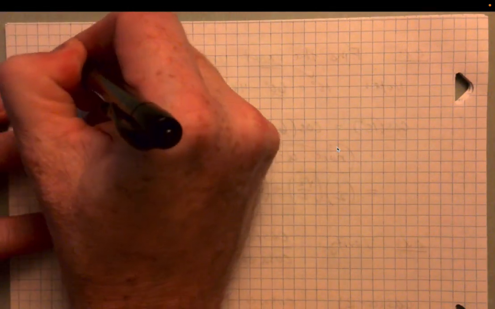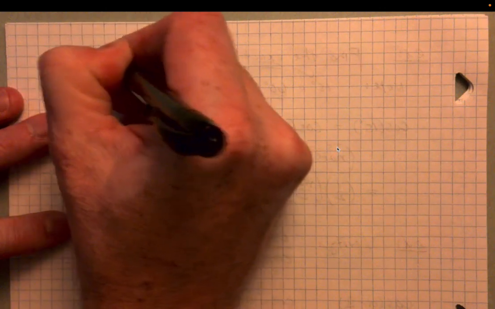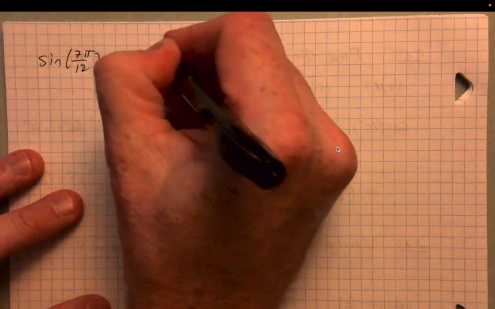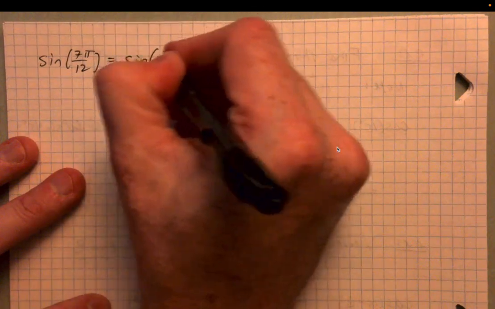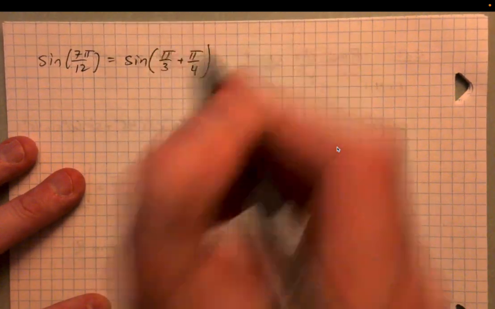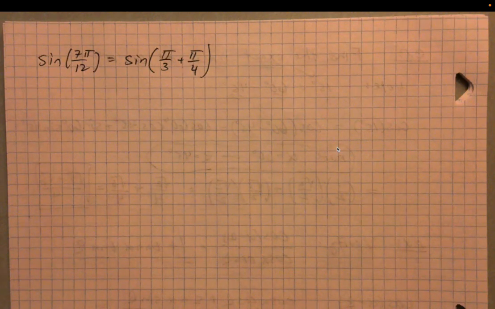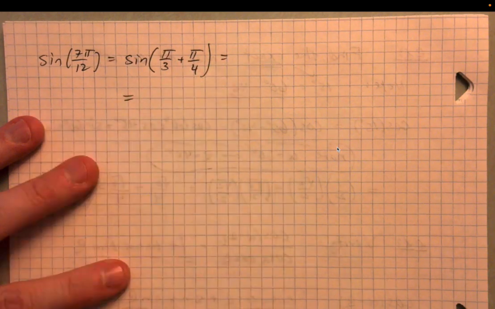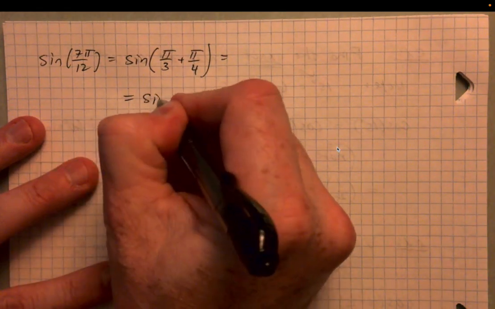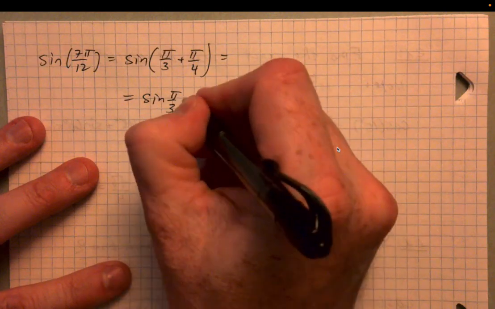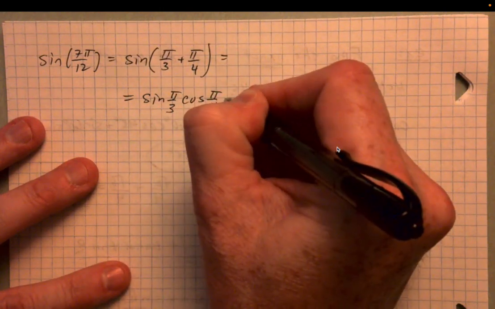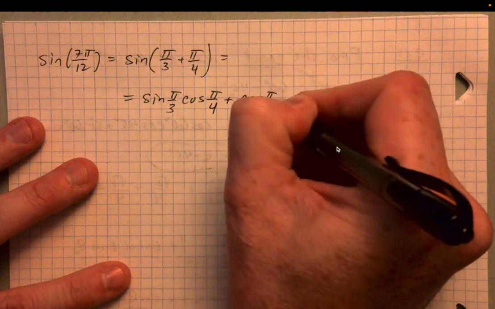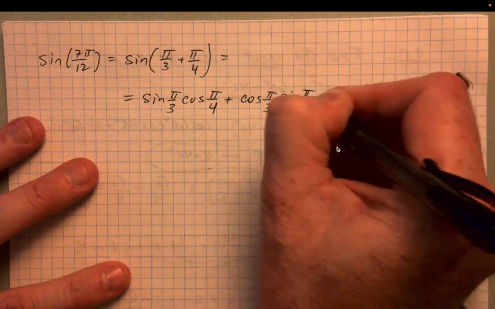Remember we are looking for the sine of 7 pi over 12. And so we know that that's equal to the sine of pi over 3 plus pi over 4. So we're looking for the sine of the sum of two angles. You can consult your formula, but you'll find that this is equal to the sine of pi over 3 times the cosine of pi over 4 plus the cosine of pi over 3 times the sine of pi over 4.